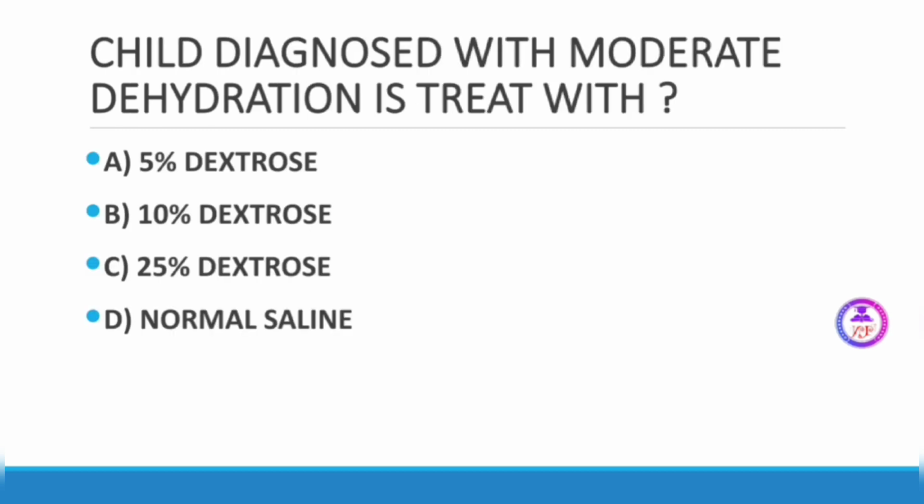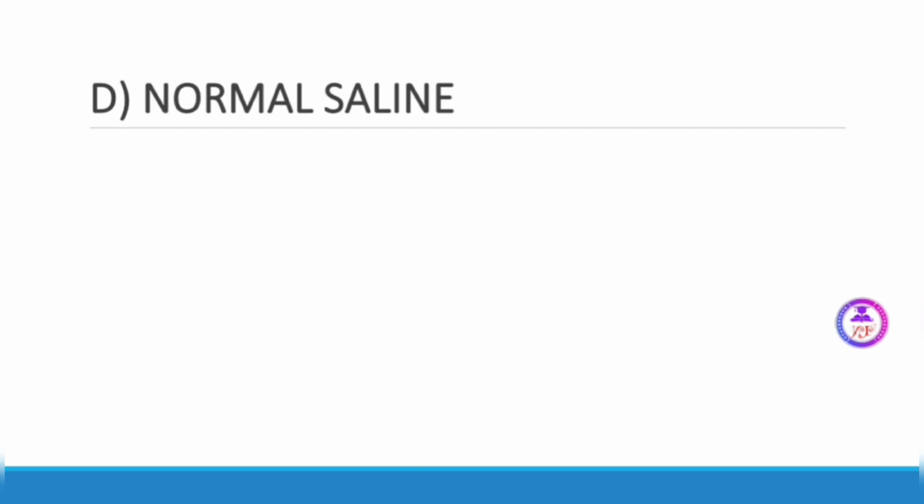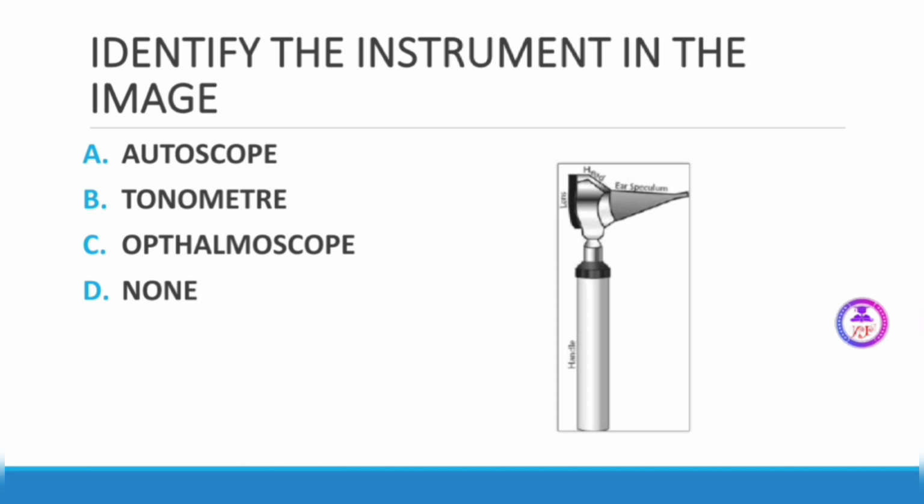Child diagnosed with moderate dehydration is to be treated with, if the child comes to you with the moderate, there are mild, moderate and severe dehydration, and the child comes to you with the moderate dehydration, we will treat the child with 5% dextrose, 10% dextrose, 25% dextrose or a normal saline. So we will treat the child with normal saline. Normal saline is the right answer.